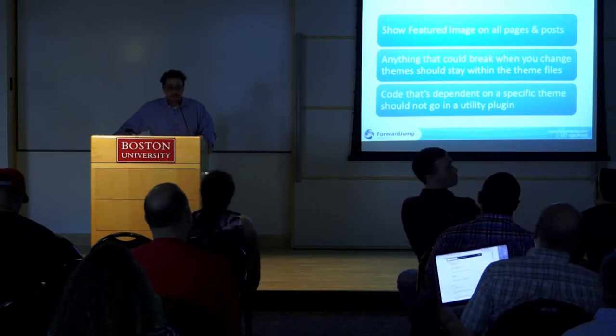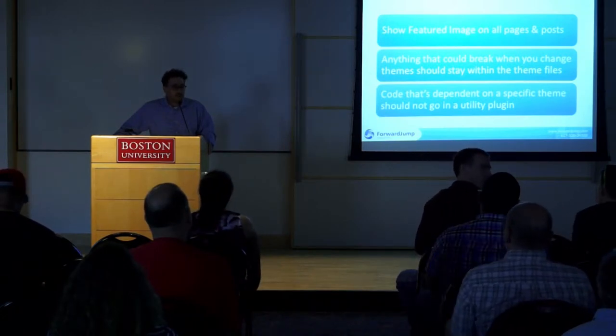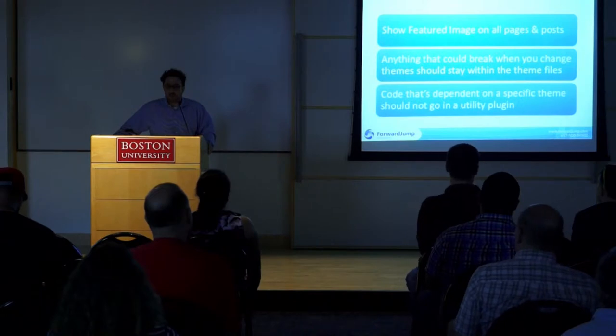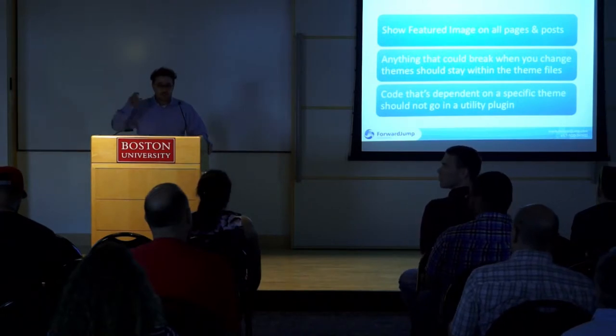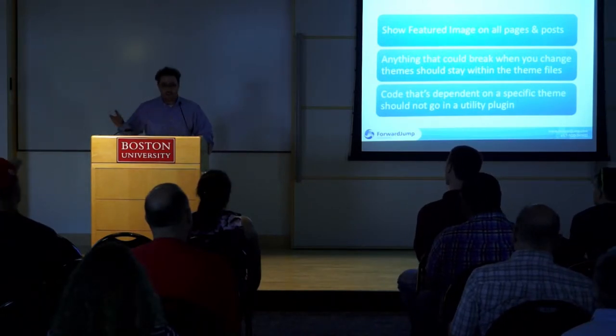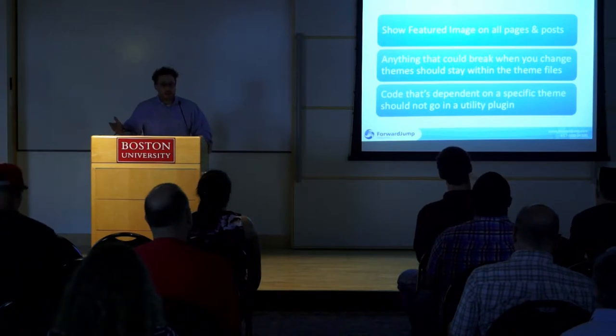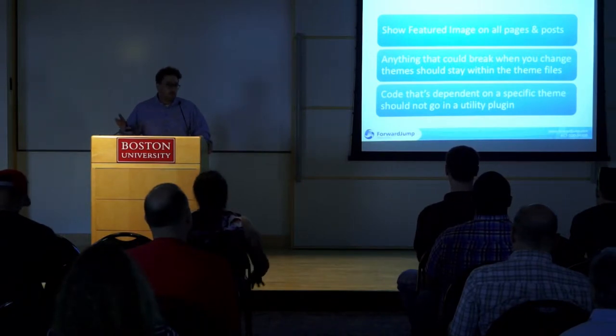I wanted to show the featured image on old pages because I think the featured image is a great feature of WordPress. So you know, there's that little box in the corner that allows you to have a featured image, and it's really good for index pages and archives. And I like to show that on the page by default, but out of the box, WordPress does not do that.